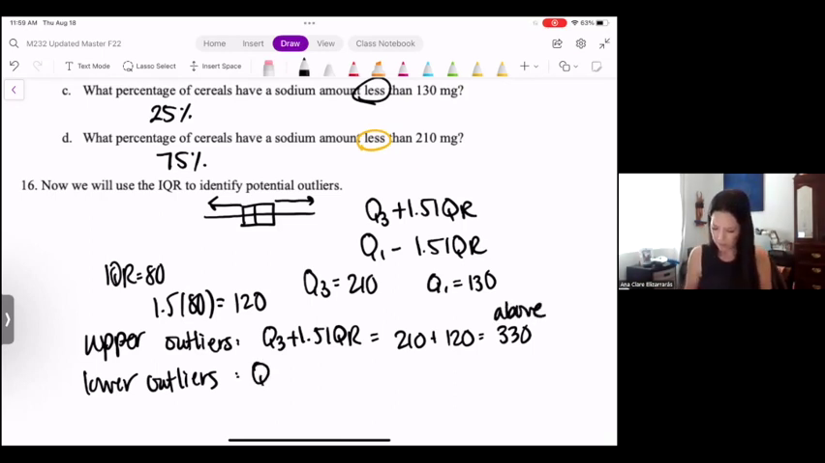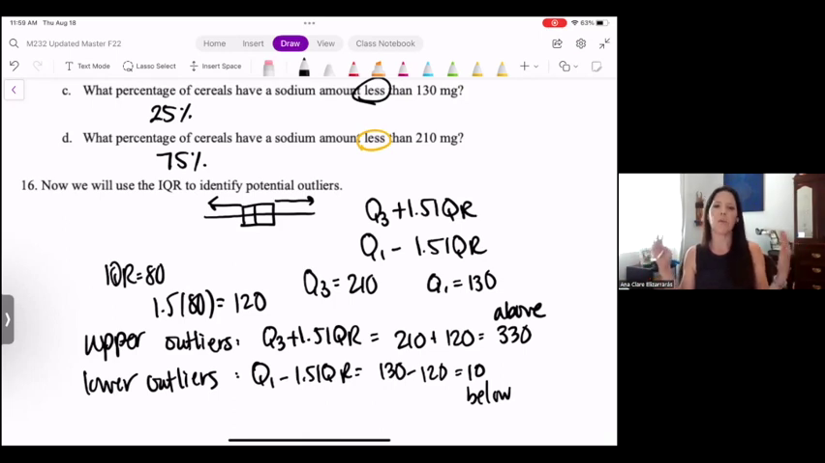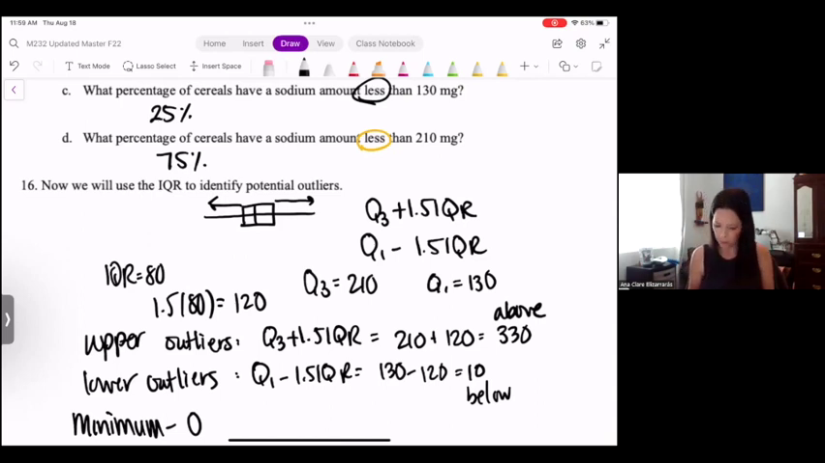Lower outliers are found by taking Q1 minus 1.5 times the interquartile range, or 130 minus 120, which is 10. So below 10 or above 330, those are our fences, would be an outlier. Let's look at our data. Our minimum was 0 milligrams. Our maximum was 320. Our maximum is not above that 330 fence, so there are no upper outliers. Our minimum is below our fence of 10, so there is at least one lower outlier.